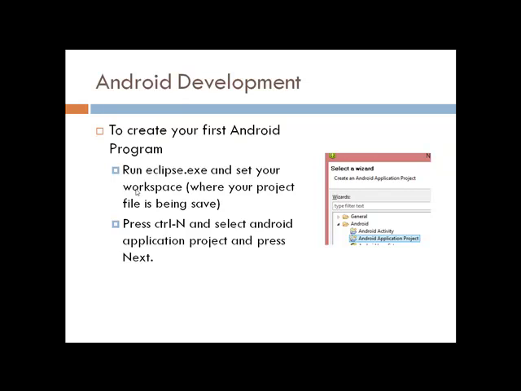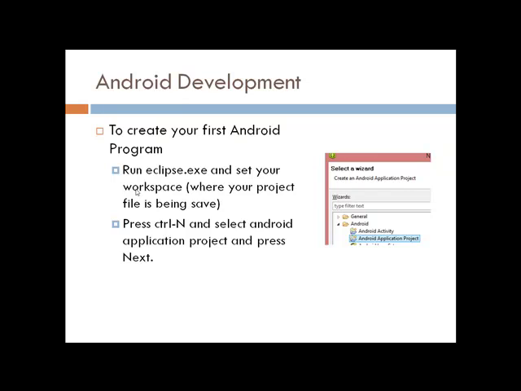To create your first Android program, run your Eclipse from your desktop, and Eclipse is going to request that you set your workspace. Basically the workspace is where your project is being saved. Every time you create a new project, the development environment will create a bunch of files under the project name folder, and this project folder is saved in the workspace.